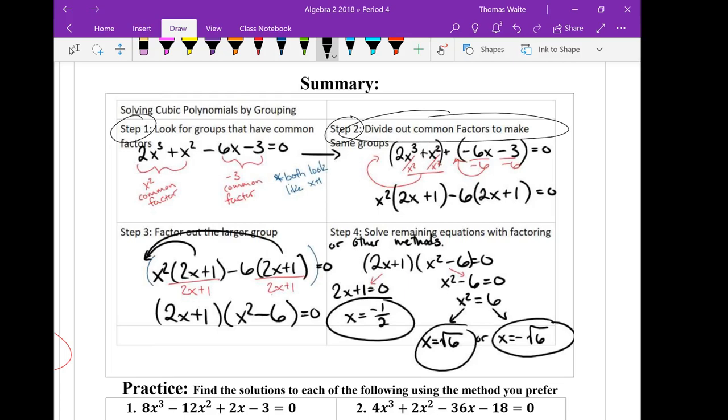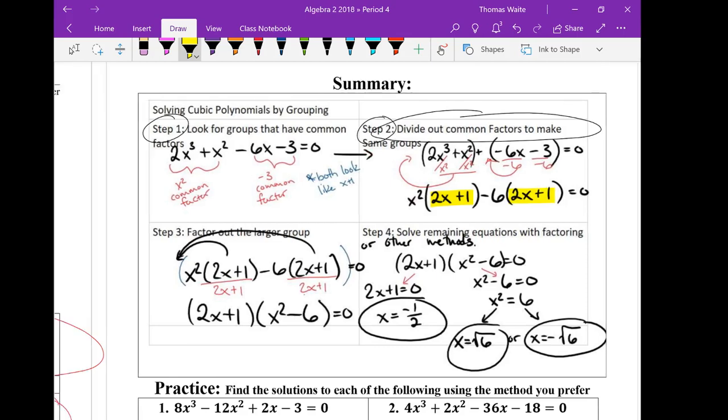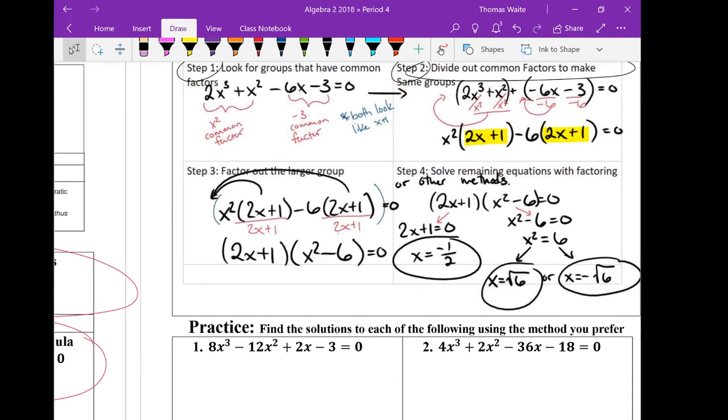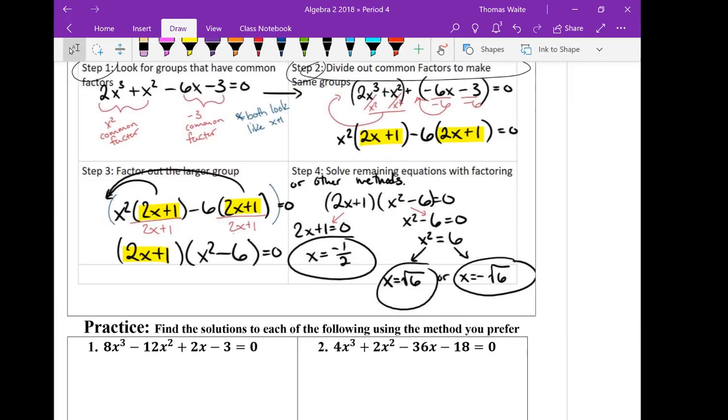So once we picked out our common factors, we divided them out, and it was important that we made sure that we had the same group after we divided out our common factors. And then in step 3, we factored out that larger group. That same group that we got, we pulled it out of our expression, and we were left with that thing times whatever was left over. And then now we have a linear term and a quadratic term we can solve. Great.